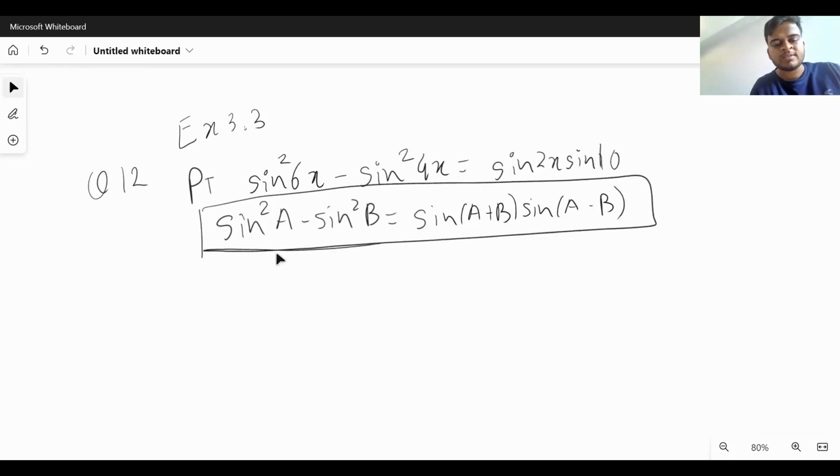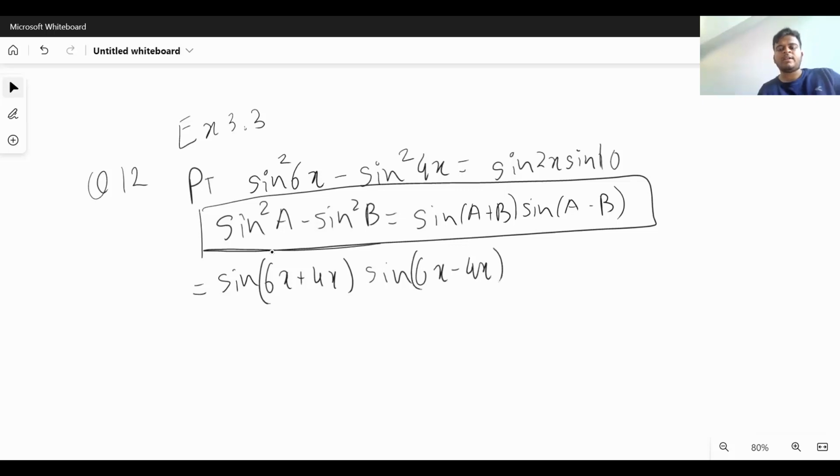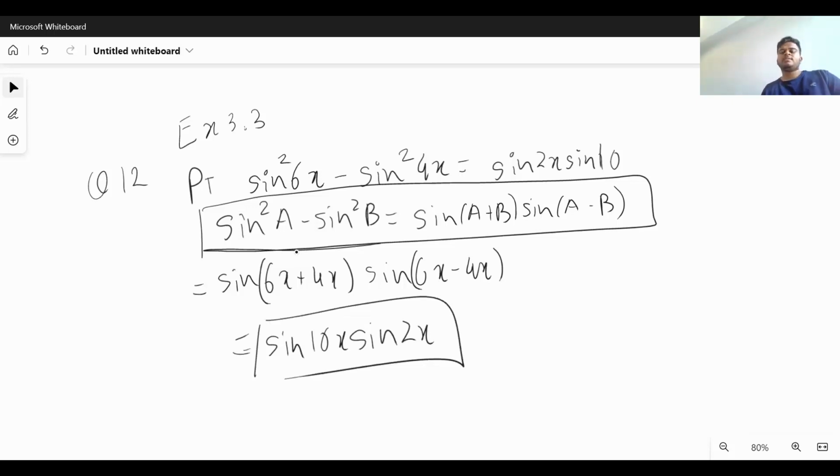And when you apply this identity, it's a very straightforward question, right? It just boils down to sine (6x plus 4x). I'm just plugging in the values of 6x and 4x from the equation up above, sine (6x minus 4x). Correct. I'm just plugging the values into the equation that I found, right? I get sine 10x sine 2x. Correct. And the question is solved.